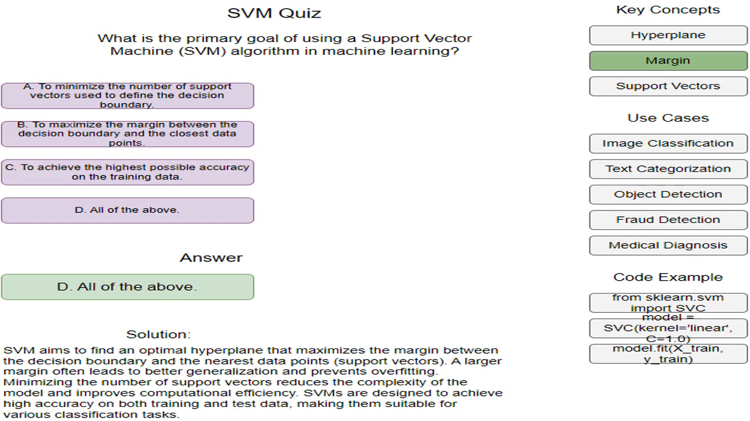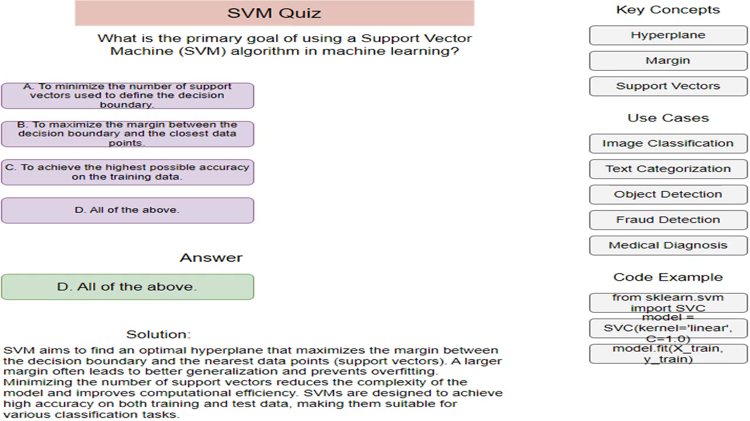This statement is correct. SVMs are designed to achieve high accuracy on both training and test data. While maximizing accuracy on training data is a goal, the primary focus is on generalization, ensuring good performance on unseen data.